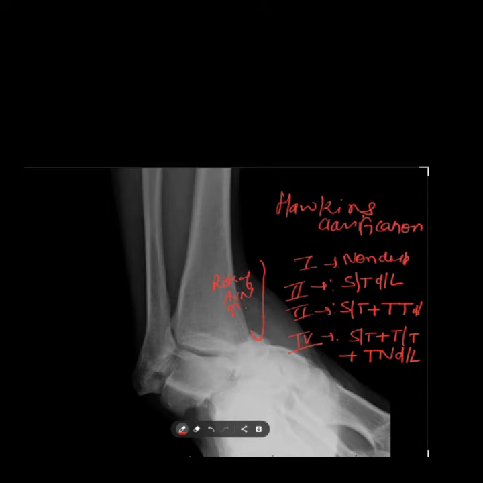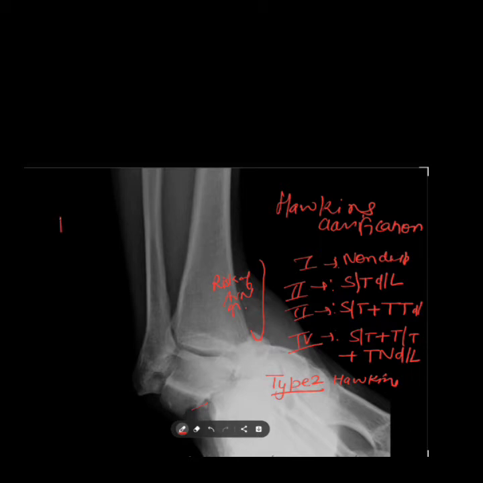Now, in this picture, you can see there is subtalar dislocation along with the talus fracture. So, this is the type 2 fracture, type 2 Hawkins classification.